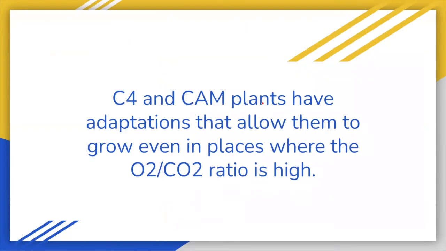So C4 plants separate rubisco and oxygen spatially in 2 different cell types, and CAM plants separate oxygen from rubisco temporally at different times of day. And those adaptations allow them to grow even in places where the oxygen to carbon dioxide ratio is high.